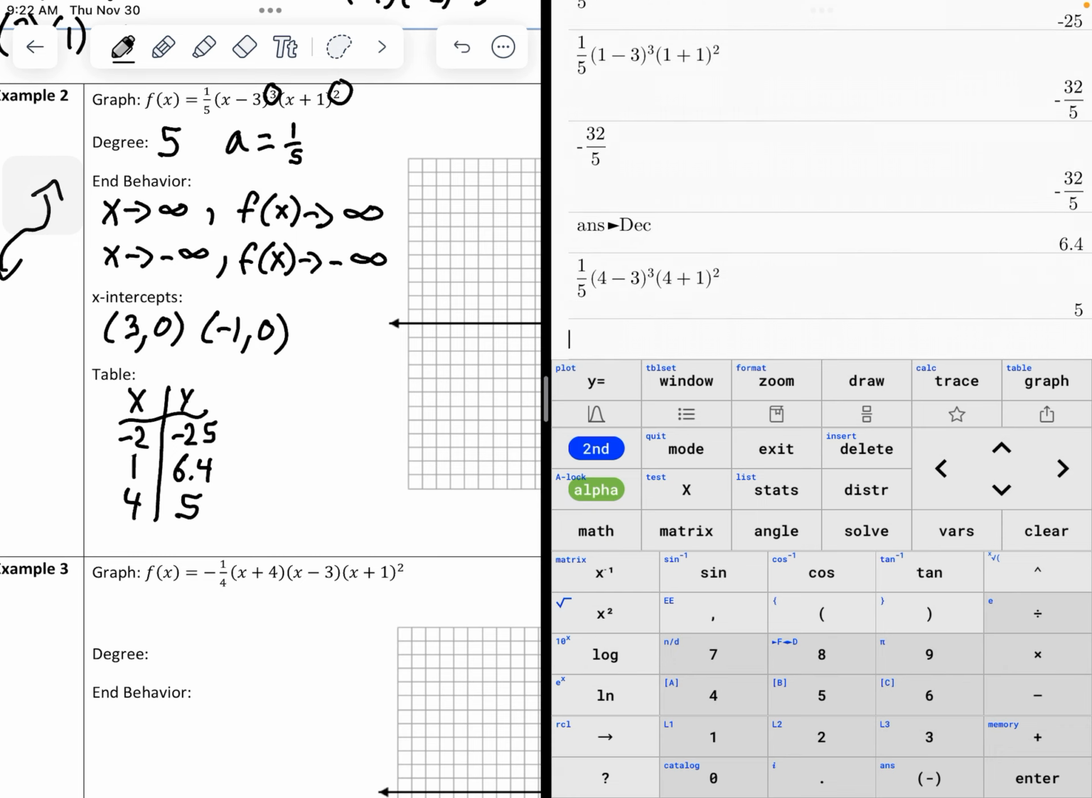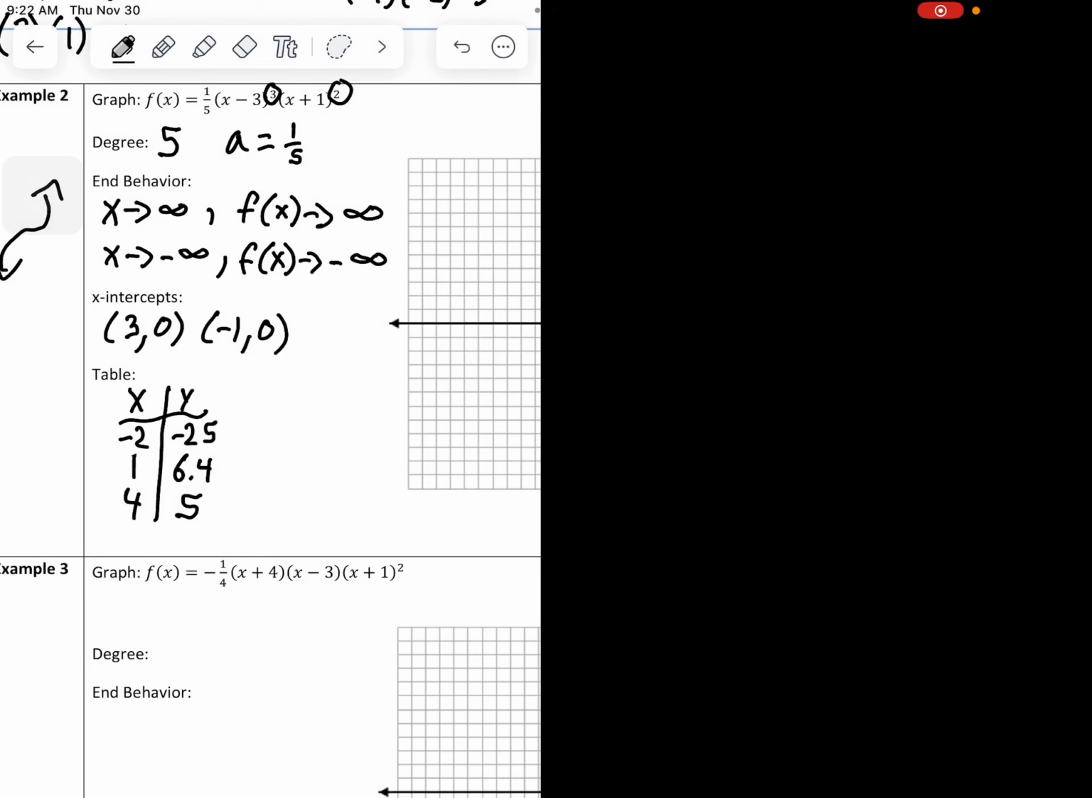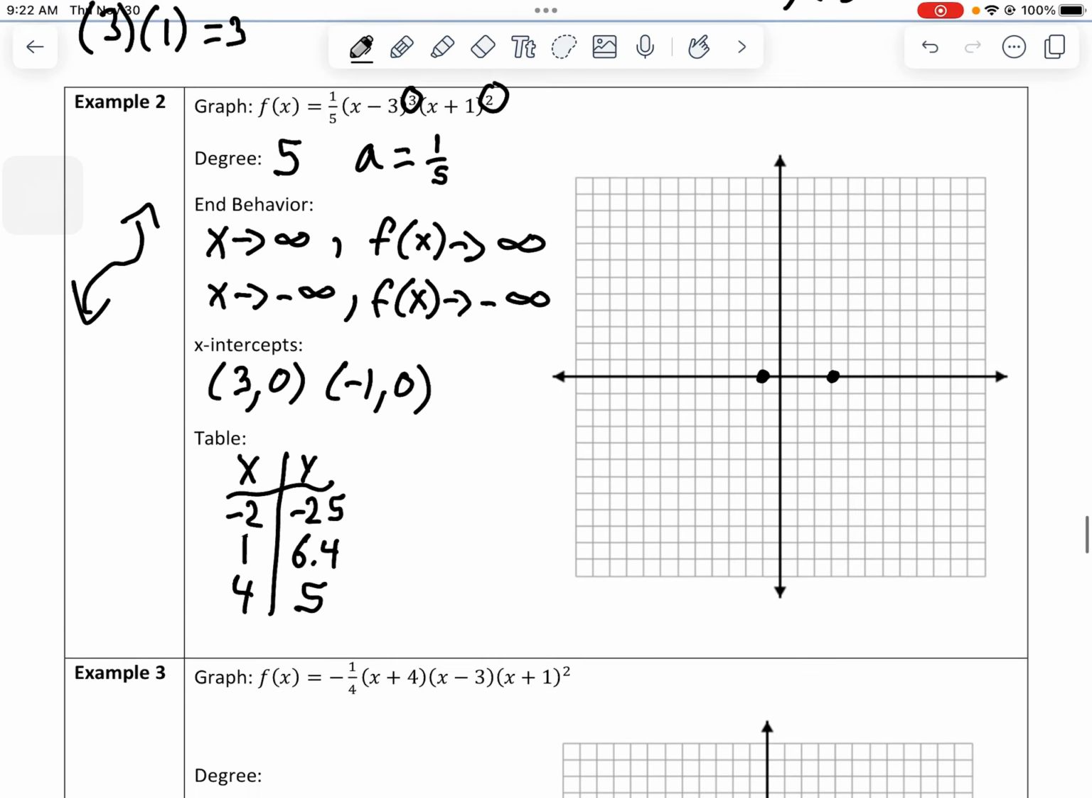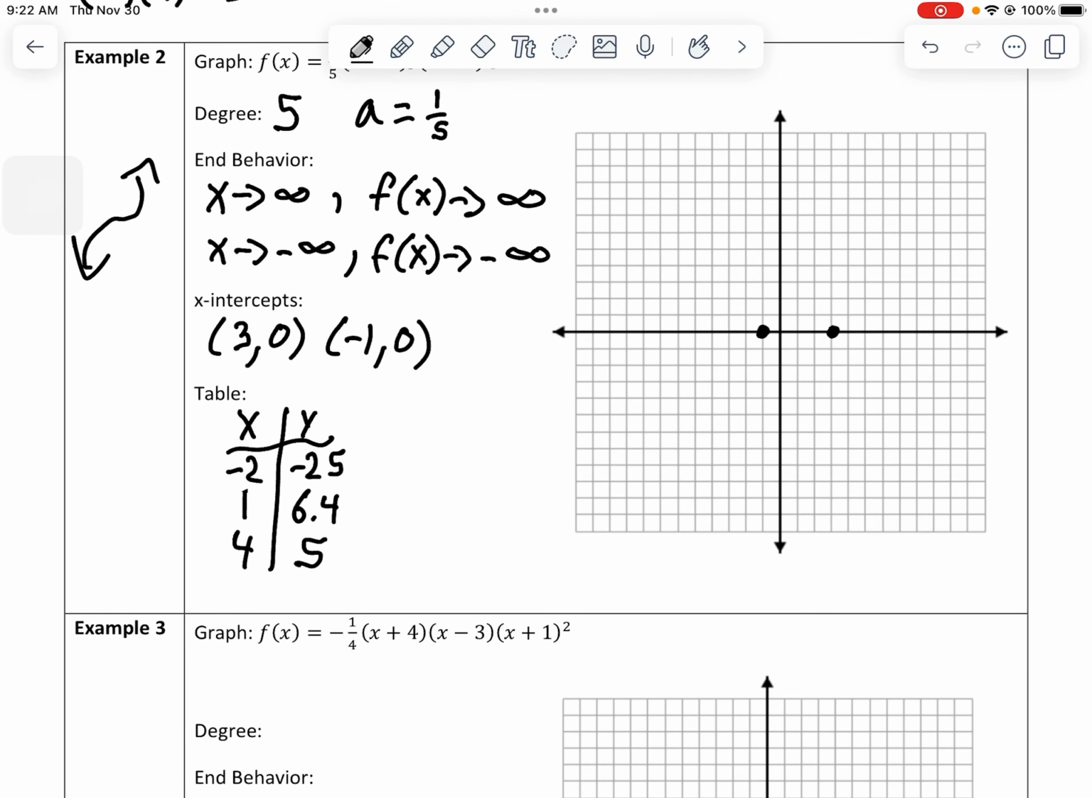So now that I have those, I'm going to go ahead and graph with this. So (-2, -25) would be somewhere way down here. You obviously don't have to go all the way down to 25. Just show that it's going to be beneath the graph. Over 1, 6.4 is 1, 2, 3, 4, 5, 6, somewhere about right there. And then (4, 5) is over 4, up 1, 2, 3, 4, 5 right here.